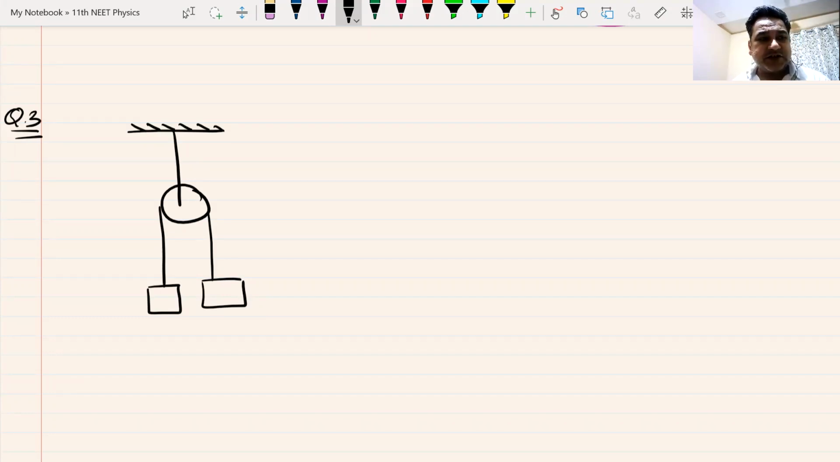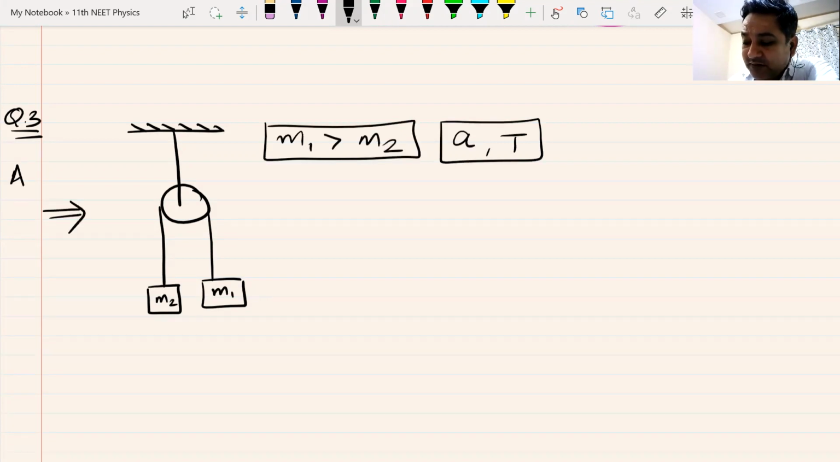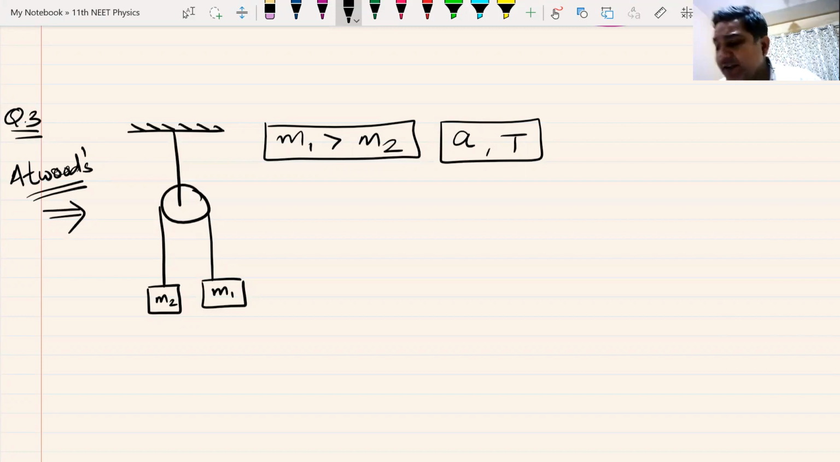Now, this is Atwood's machine. The simple machine is known as the Atwood's machine. What it has is two blocks, M1, M2, hanging like this. Now, if I give you the condition that M1 is greater than M2, can you find the acceleration of the two blocks and the tension in the two strings? This simple device is known as Atwood's machine. Two blocks hanging by a pulley.